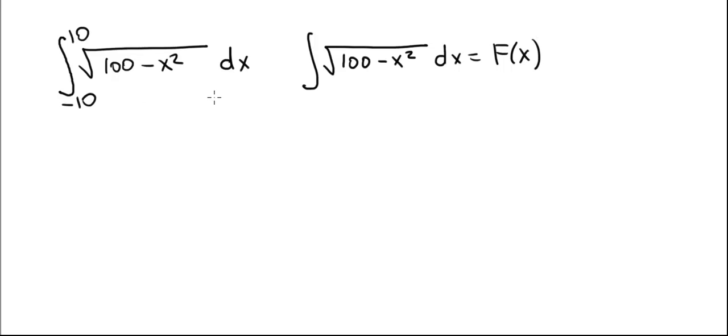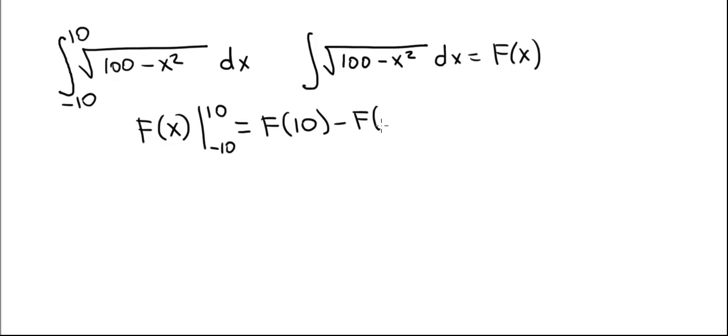Once we found it, we then take the limits of integration, in this case from minus 10 to 10, plug them into that antiderivative and get our answer. So the answer would be capital F of 10 minus capital F of minus 10. The problem is we're not able to, so far in Calculus 2, find an antiderivative of this function. None of the techniques we learned so far can help us do that.